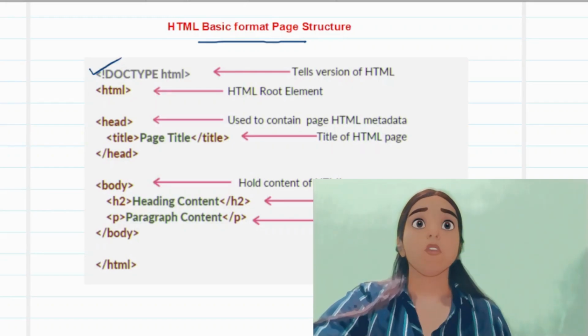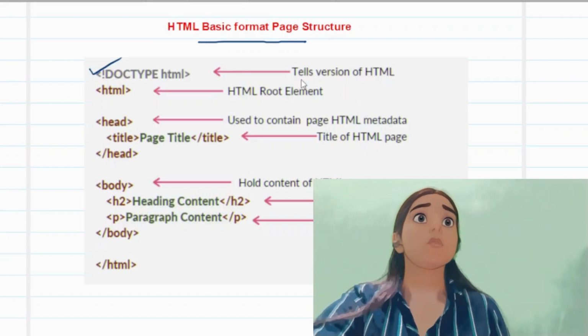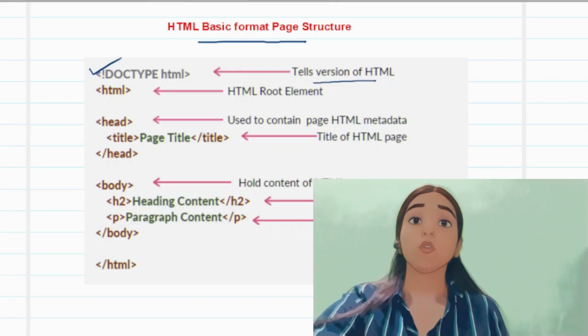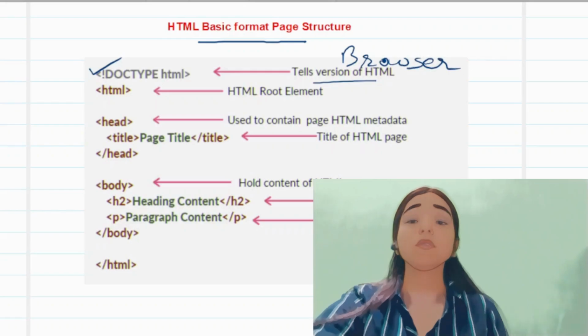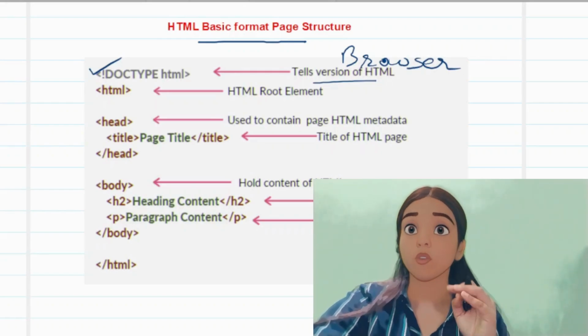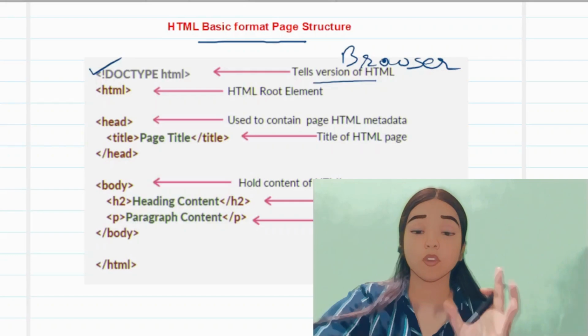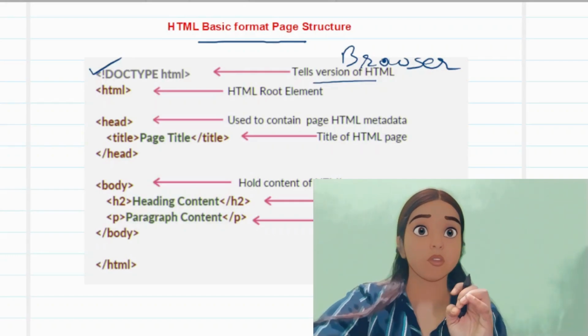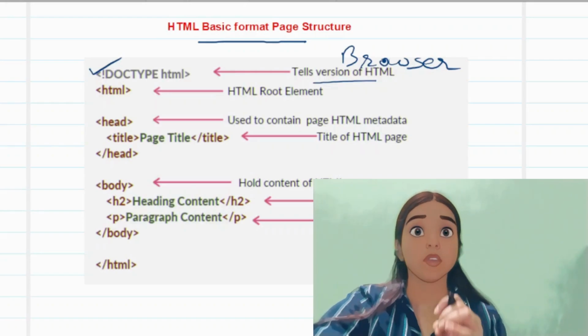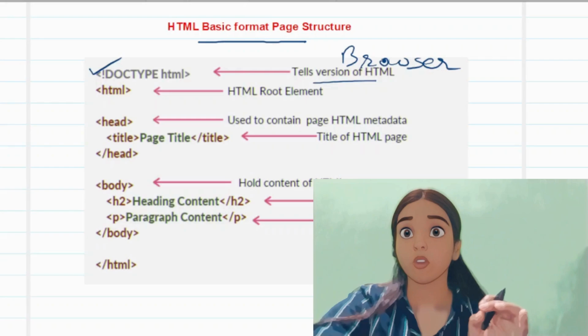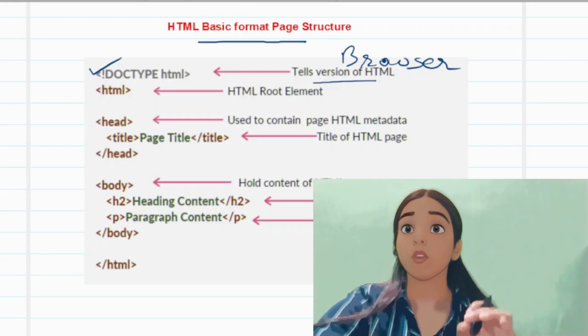Okay, why is it important? Because it tells the version of HTML to whom? To the browser, not to us but to the browser. And it is important for the browser to know the version of HTML. Why? Because if the browser does not have any information about the HTML version, then the browser is not going to support your website. Okay, so it is important.